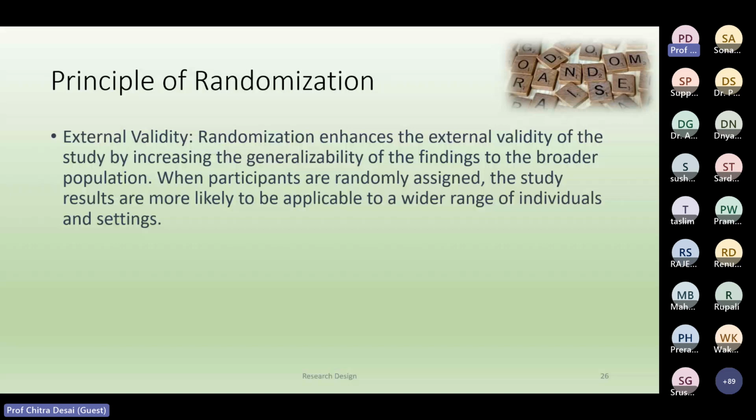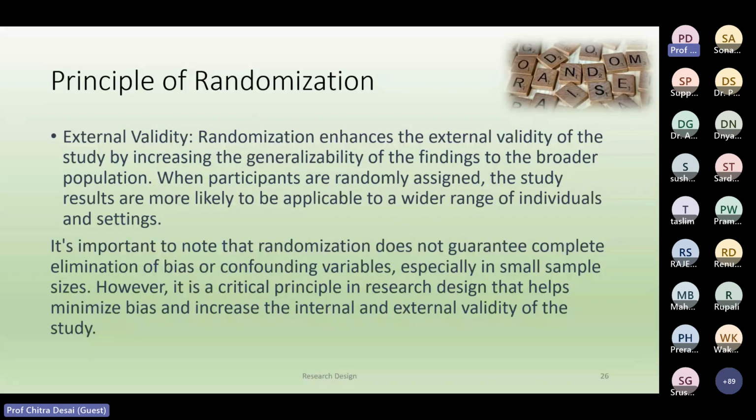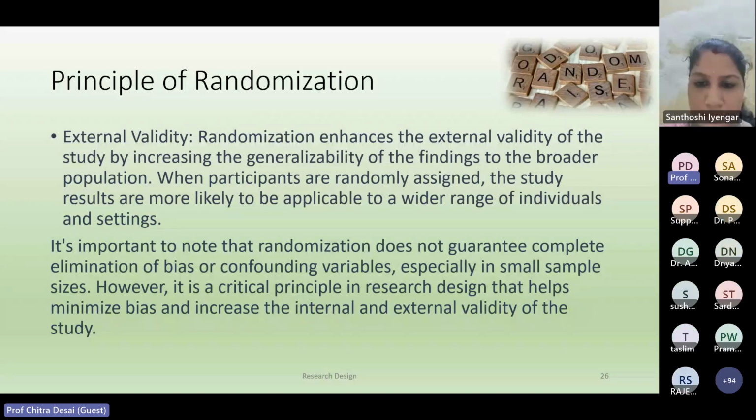So it is important to note that randomization does not guarantee a complete elimination of biases or confounding variables. When we are talking about the principle of randomization, our main objective was minimizing the biases, and there are certain components which we need to take into consideration, which we have seen right now. It has to be one of the critical principles in research design, because if there is bias in your data, whatever the source of data you have collected from, if it is a biased one, probably your results will be of no use to conclude your research study.